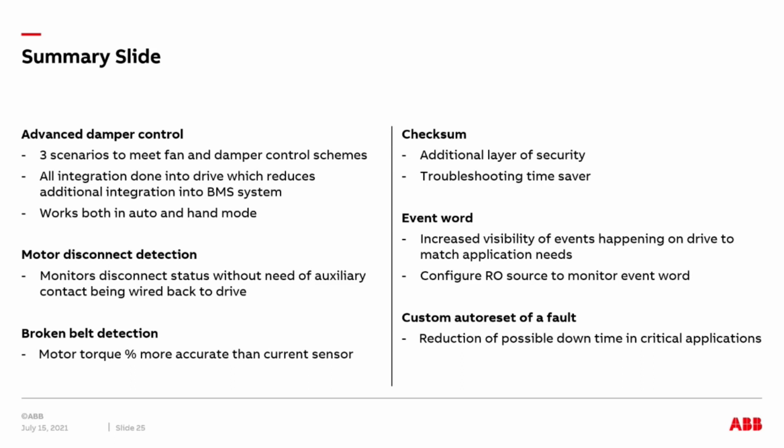And then we were able to see how we could configure an RO to monitor the event word that could trigger a relay output to signal that an event actually occurred. And finally, we discussed the ability to customize the auto reset of a fault and how this is a great feature that could help reduce the possible downtime in critical applications.